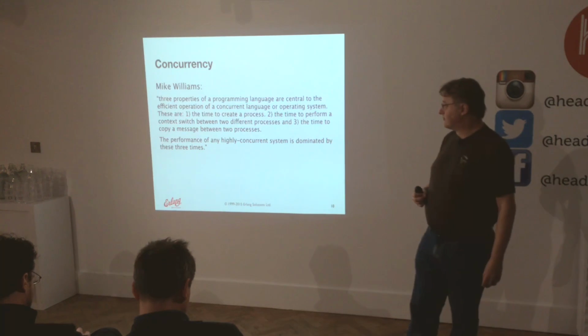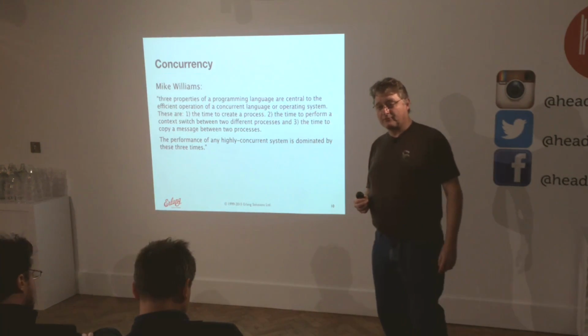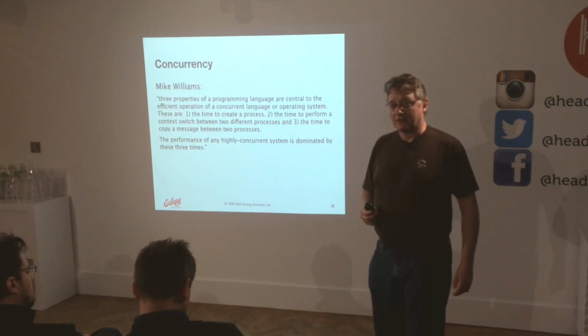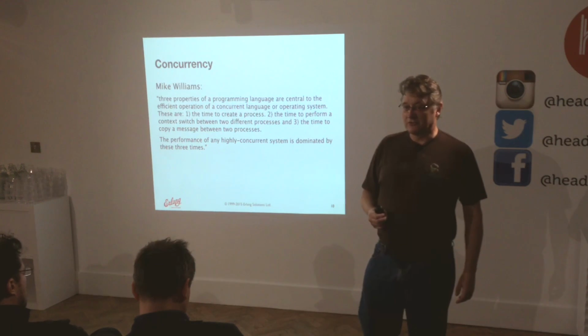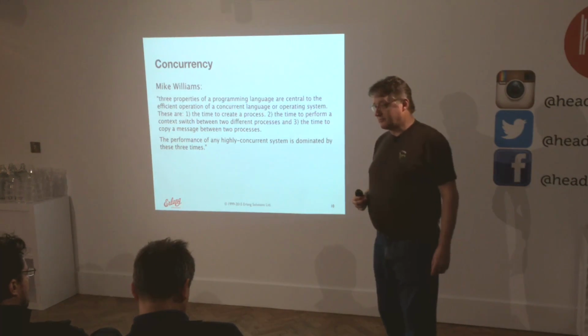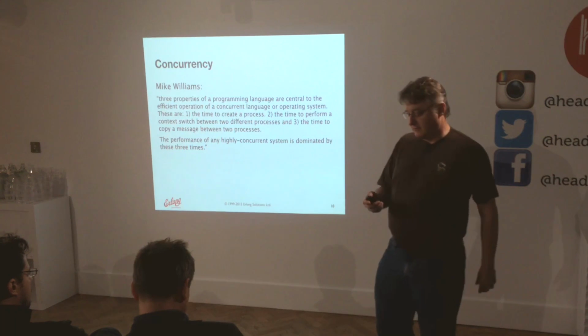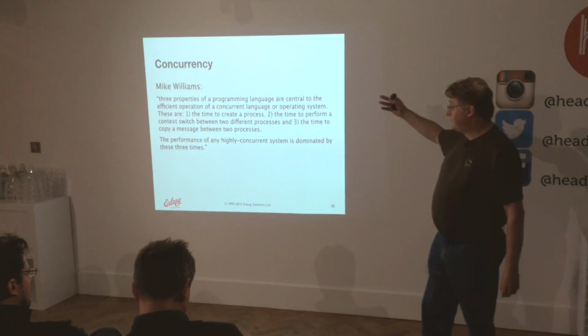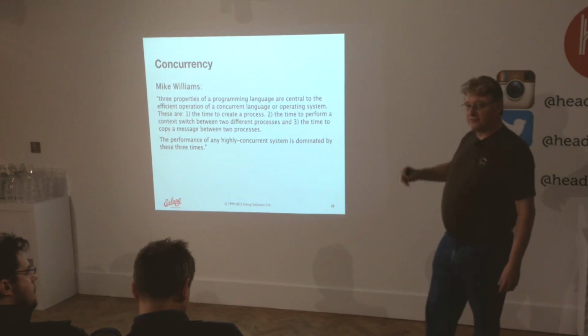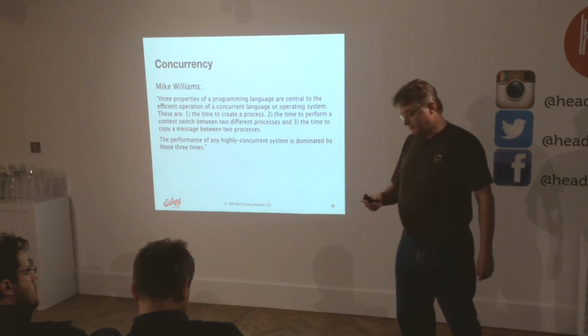That, in a sense, rules out typical operating system processes and threads, because they are big and heavy. They take a long time to create, a long time to do context switching, and you can't get enough of them anyway. So if you want to build a truly concurrent system, these are three things you have to be able to do very efficiently.